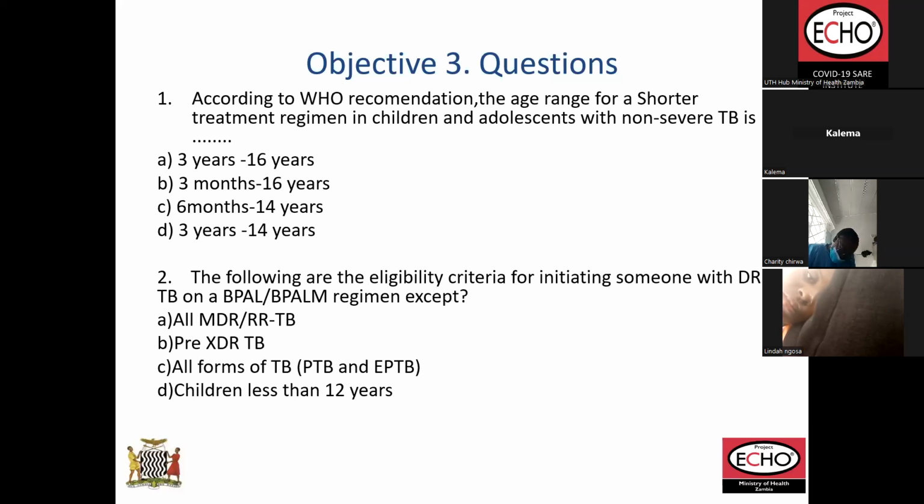And our third poll question is regarding childhood TB. So the question is, according to the World Health Organization recommendation, the age range for a shorter treatment regimen in children and adolescents with non-severe TB is: A, 3 years to 16 years; B, 3 months to 16 years; C, 6 months to 14 years; and D, 3 years to 14 years.